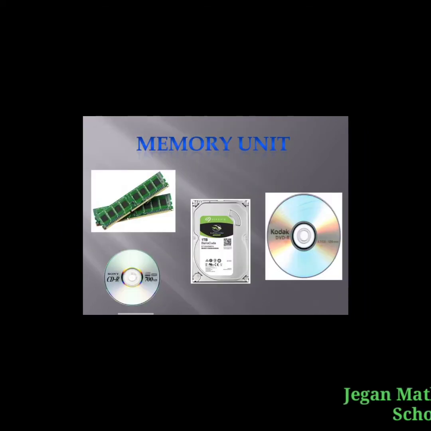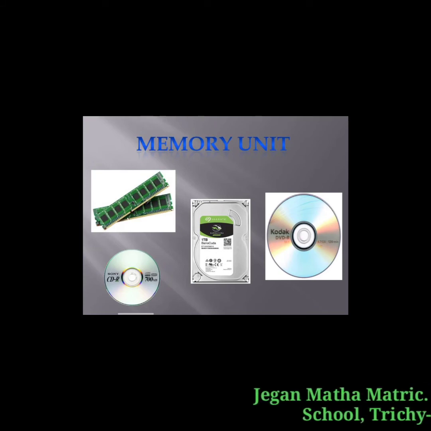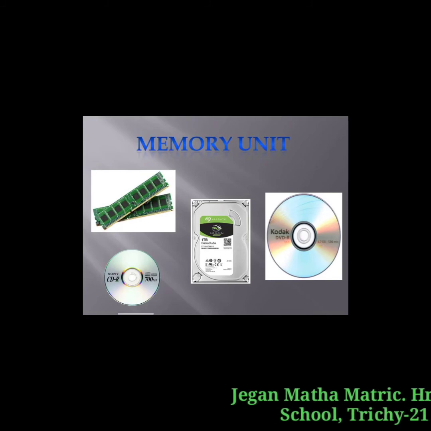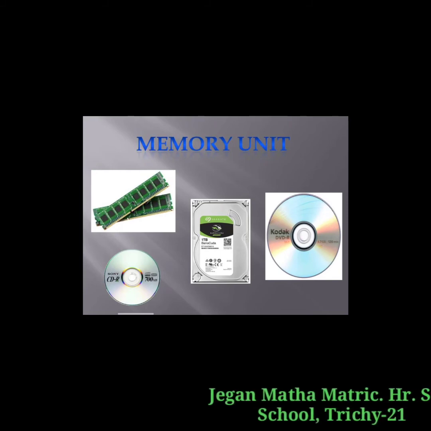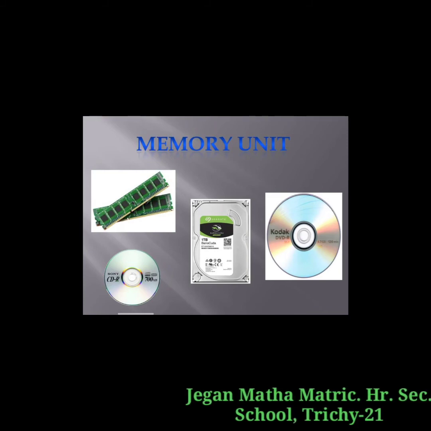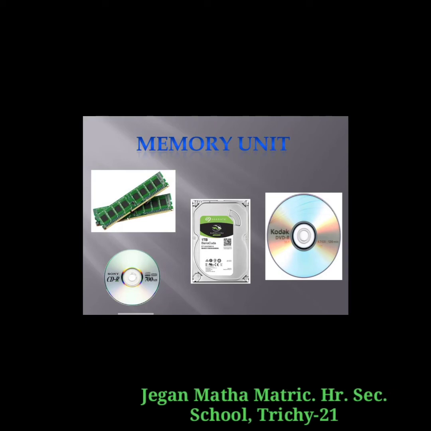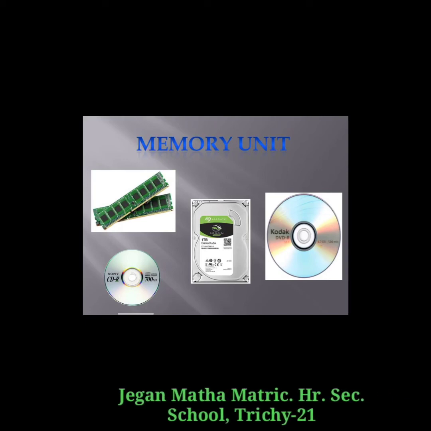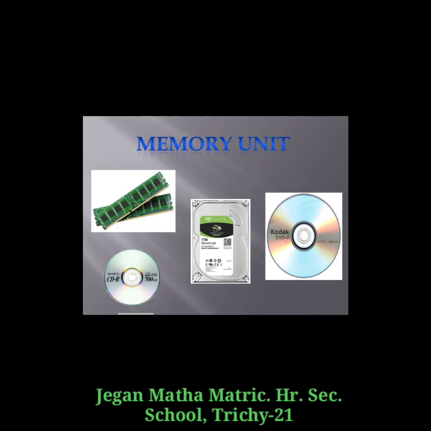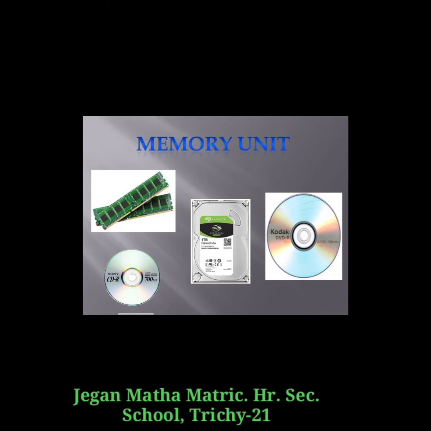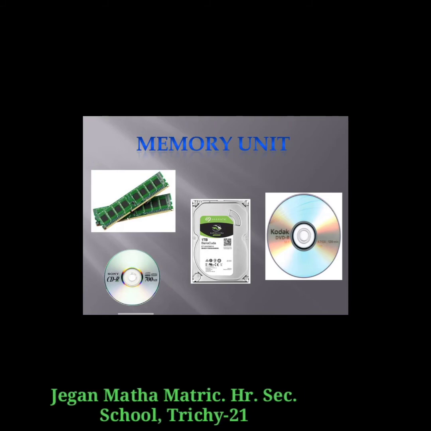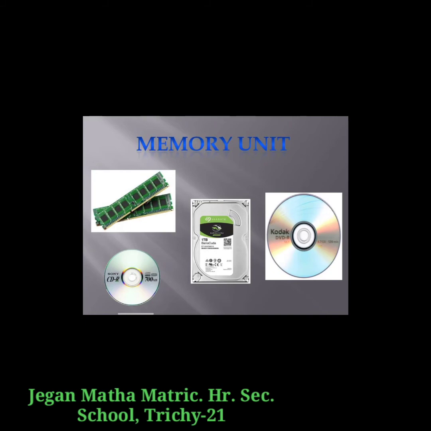Memory unit. The memory unit consists of two types. One is primary memory and the other is secondary memory. The primary memory is used to store the data and programs temporarily, when the instructions are ready to execute. During processing, the data is stored temporarily in primary memory. And the secondary memory is used to store the data permanently.